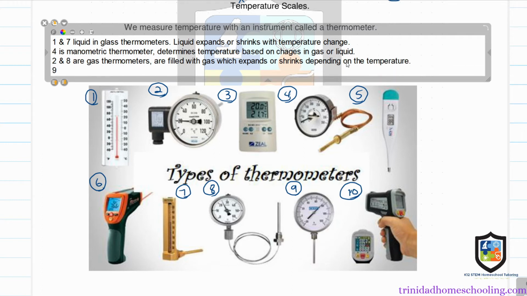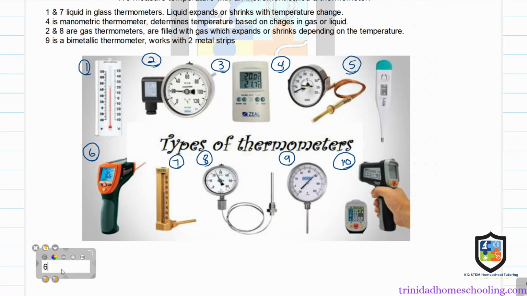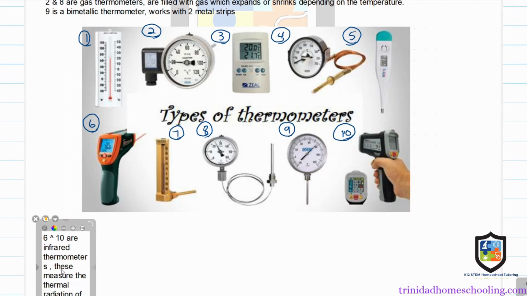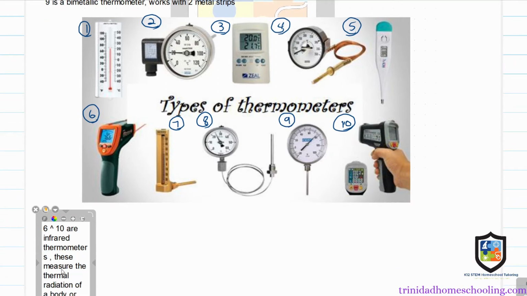Thermometer 9 is a bimetallic thermometer, and this works with two metal strips. So bimetallic thermometers is something that we will focus on in greater detail in Form 4. Thermometers 6 and 10 are infrared thermometers, and these measure the thermal radiation of a body or object.